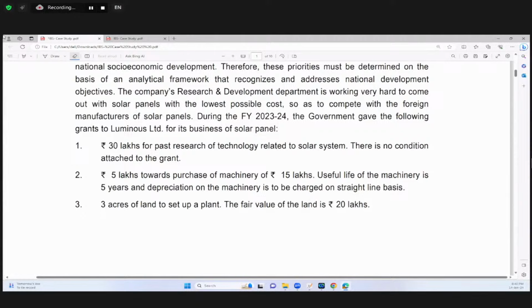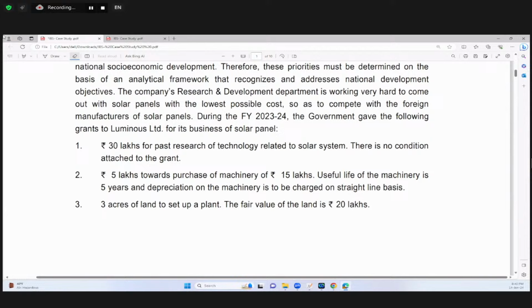And above all, we have to see whether any condition is attached to the government grant given by the government. If a condition is attached and it is related to fulfillment of conditions which is satisfied over a period of time, the accounting will be different. If there is no condition attached, then the accounting will be different. So we have to look into whether any condition is attached or not, and if so, what the condition is and in what duration it will be satisfied. Accordingly, we have to account for that grant.